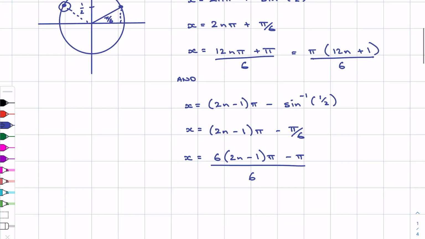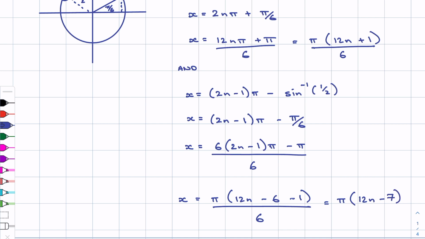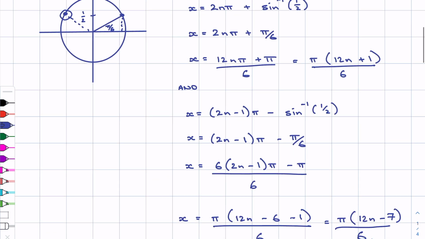All on 6. And then if I take pi out, and I might expand the bracket, so I have 12n minus 6 minus 1 all on 6. And there's my general solution for the second part.